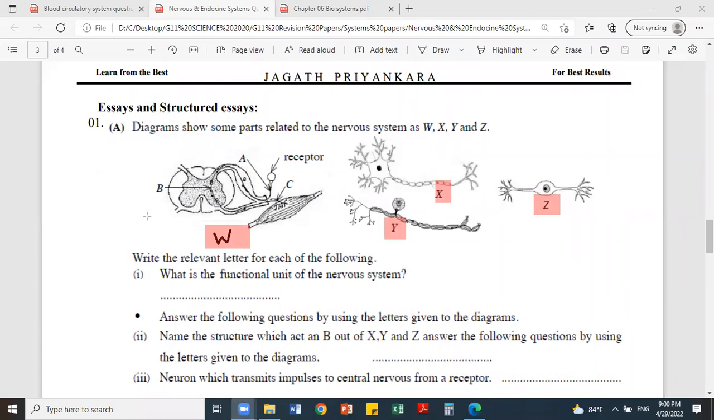Now who can tell me the answer of part 1? Functional unit of the nervous system. Yes, I'll highlight this. Functional unit of the nervous system.